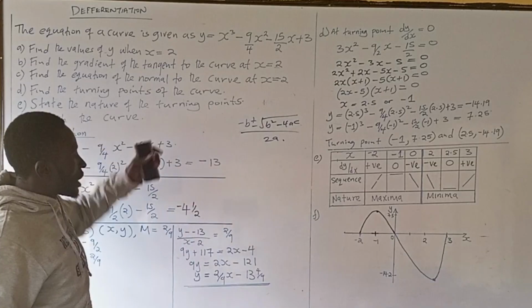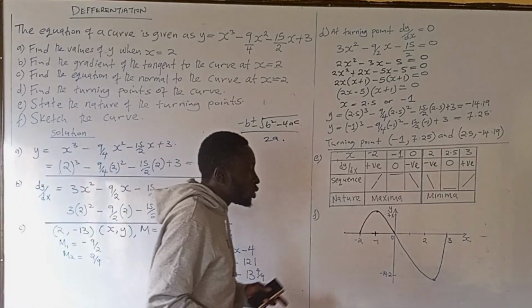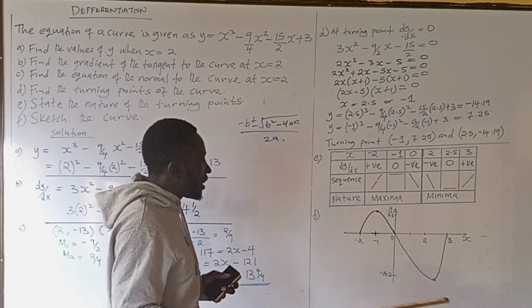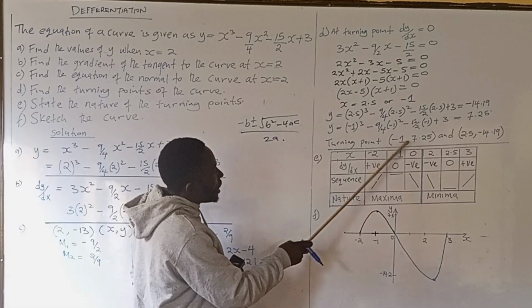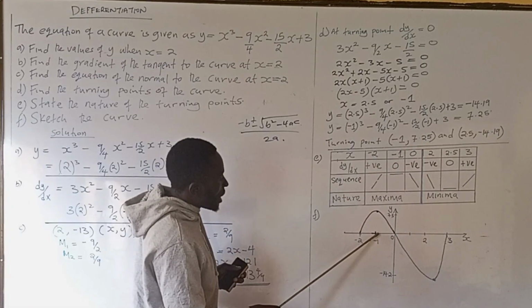And now you are told to sketch. How do we sketch? It is very simple. You just sketch. You are not drawing to scale. You just sketch the curve. So the values that you need are the turning points. The turning point is -1, 7 point that. So you need -1 and this.